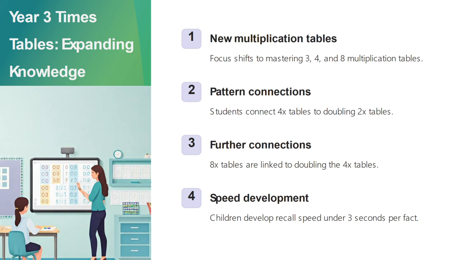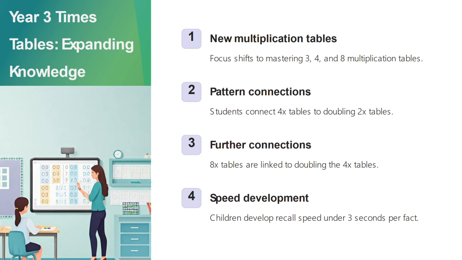In year 3, the focus shifts to mastering the 3s, 4s and 8s, building on a strong foundation from year 2. Children continue to explore multiplication through patterns and number relationships, which helps to deepen their understanding and improve fluency. We support students in seeing the connections between tables to make learning more meaningful. For example, the 4 times tables is taught as double the 2 times tables.